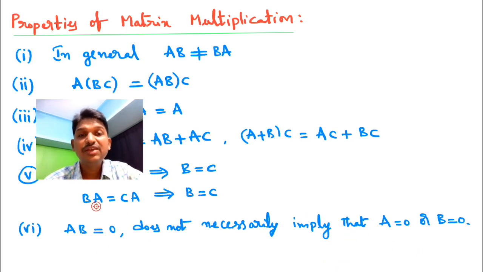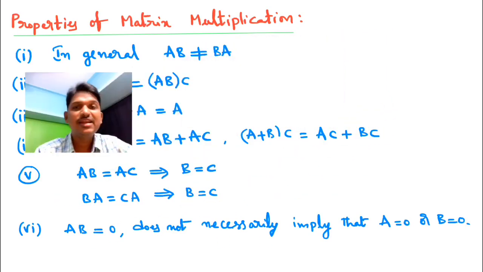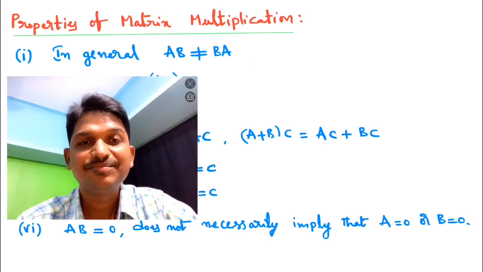Generally we feel AB equal to 0 means either A equals 0 or B equals 0, but for matrices it is not necessary. If A is not a 0 matrix and B is not a 0 matrix, there is a chance AB equals 0. That we will discuss while doing exercise problems in the second exercise. So that's all about the theory part related to the second exercise.